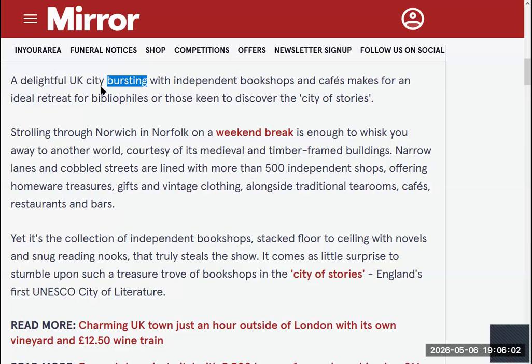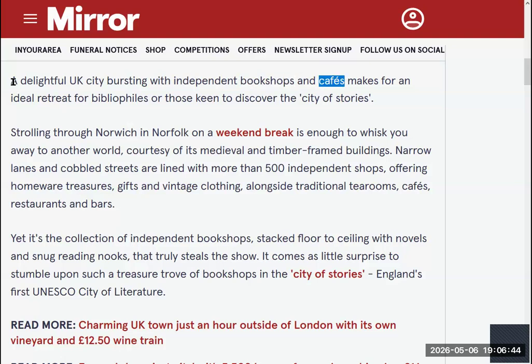So, a delightful UK city bursting with independent bookshops and cafes. Do you know what independent means? It's freedom, something like freedom. Yeah, not following anybody. If something's independent, it's not owned by a big company or something. That's really what it's saying. So these are simple bookshops and simple cafes.